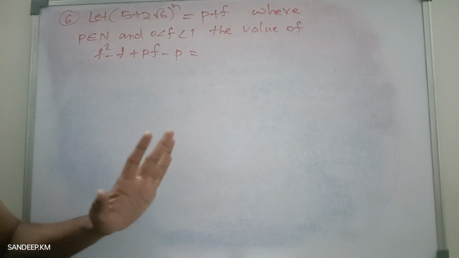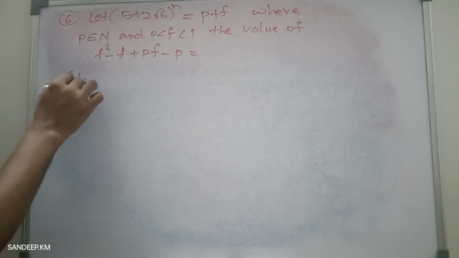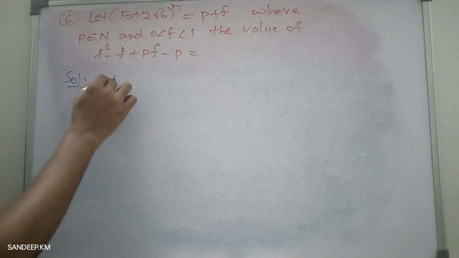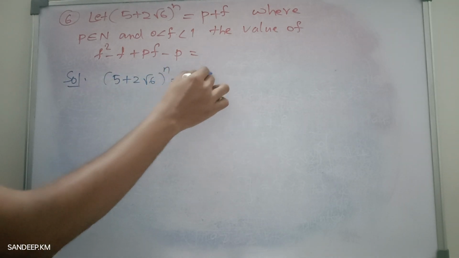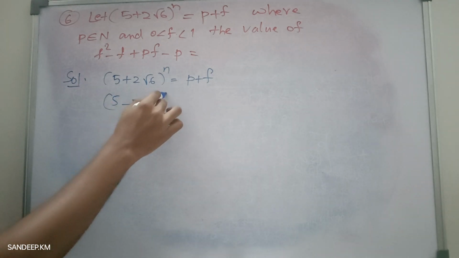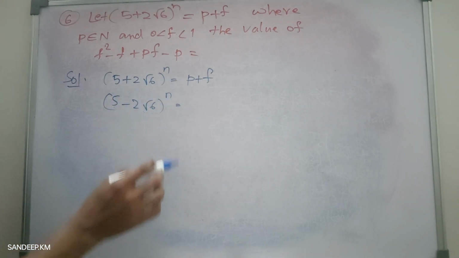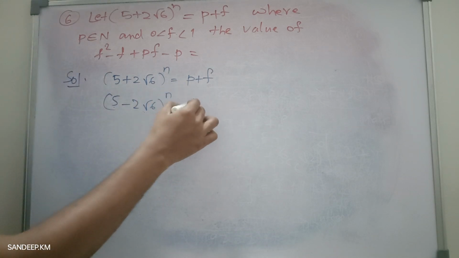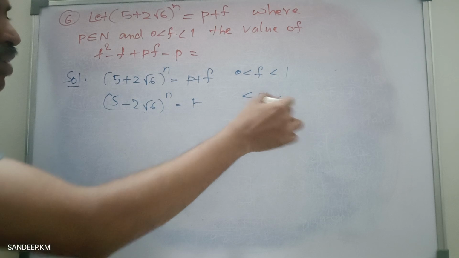Easy question only, dear students. Easy question only. So come back to this. Let us see how to find the value of it. Okay now. So first of all, (5 plus 2 root 6) whole power n is equal to p plus f. And we can take (5 minus 2 root 6) whole power n, because this is larger and this is smaller. Okay, (5 minus 2 root 6) whole power n is equal to, I will take capital F. Here f is between 0 and 1 and capital F is between 0 and 1.